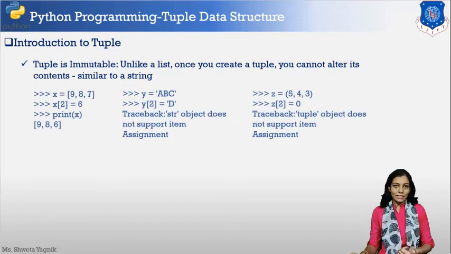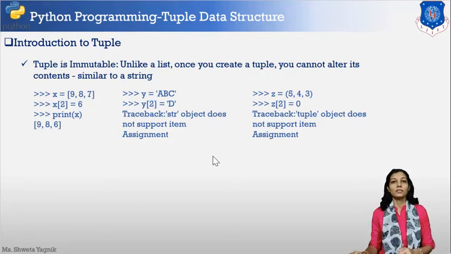So these are the examples where we can see that the list X having values 9, 8 and 7, and if we want to alter the third element, that is index number 2, we can change it. In the second example, a string is there, A, B and C. If we want to alter the third element, that is index number 2, with D, we cannot change it, and Python will give us a traceback error.